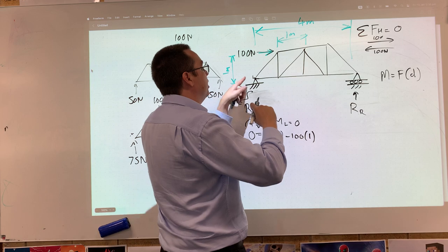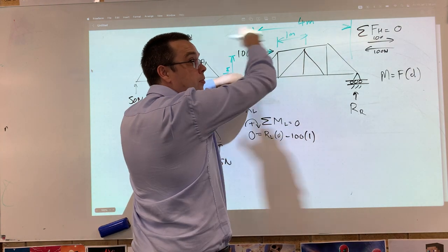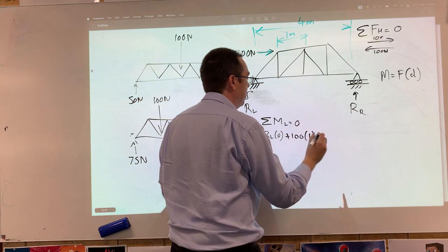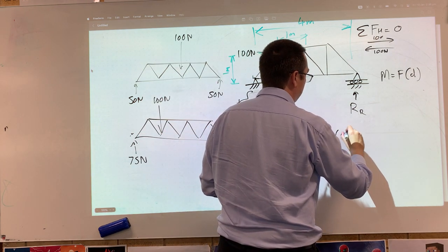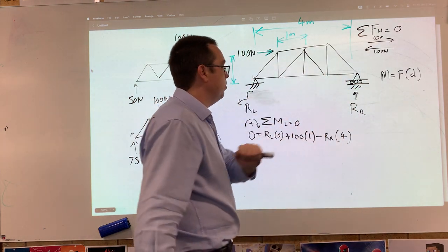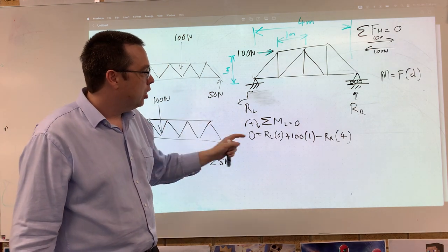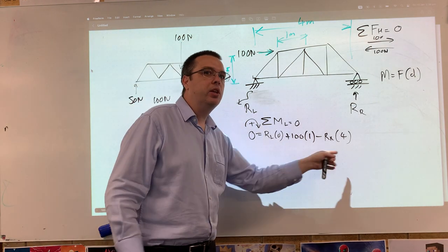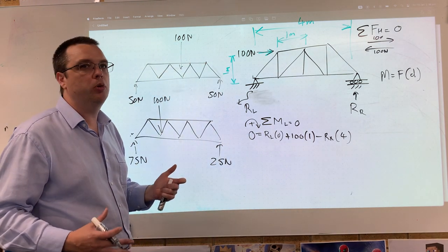Now, at this point, we have to say, is it going clockwise or anti-clockwise? Clockwise, so we turn it into a plus. Minus RR times 4. So going clockwise or anti-clockwise? Anti-clockwise, so it stays a minus. Now, you'll notice we have two unknowns, but we get away with that because of the magic of moments. This is why we use the moment equation.